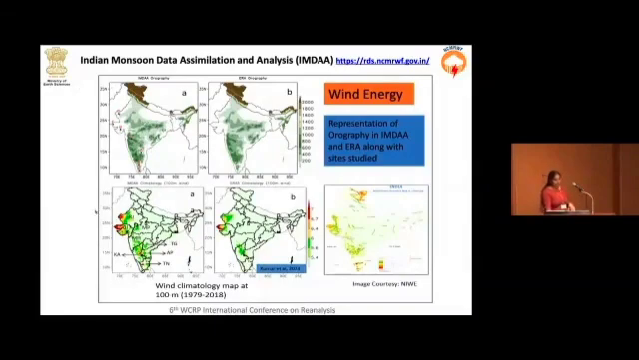The bottom panel shows the IMDAA climatology of 100 meter wind, and this is the ERA5 climatology. The bottom rightmost figure is the wind energy production potential from the National Institute of Wind Energy, India. If you see the terrain regions where we have the Western Ghats and the gap in between, there IMDAA is performing better. So the high resolution regional reanalysis is performing better over the Indian region also.